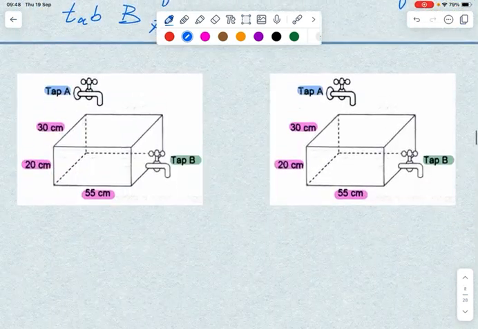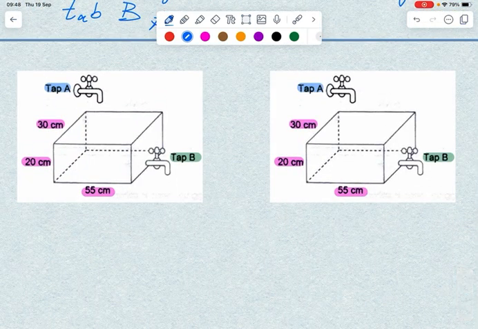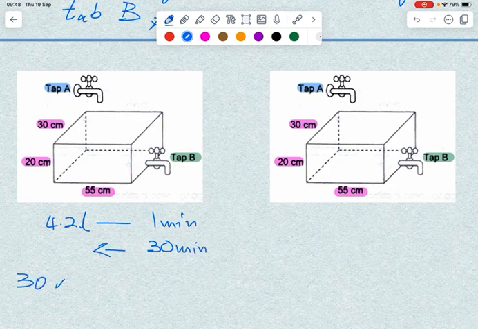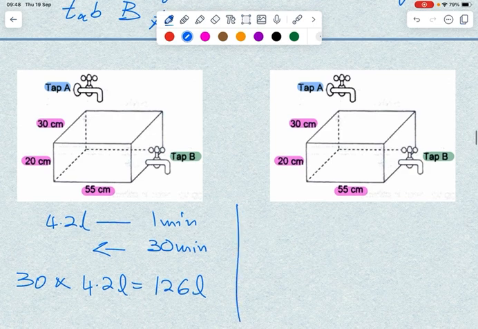Now we know the rate of tap A. Tap A, the rate is 4.2 liters per minute. So after 30 minutes, tap A would have produced 30 times 4.2 liters. That will give us 126 liters of water.